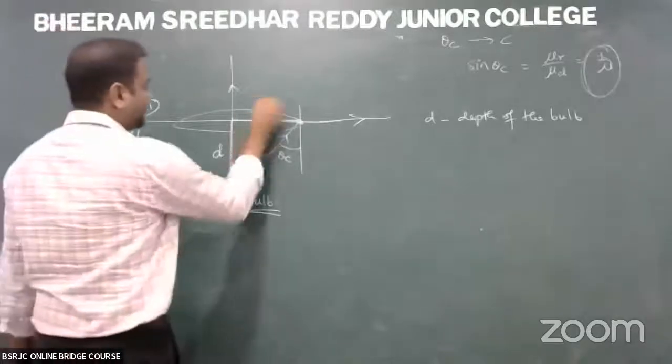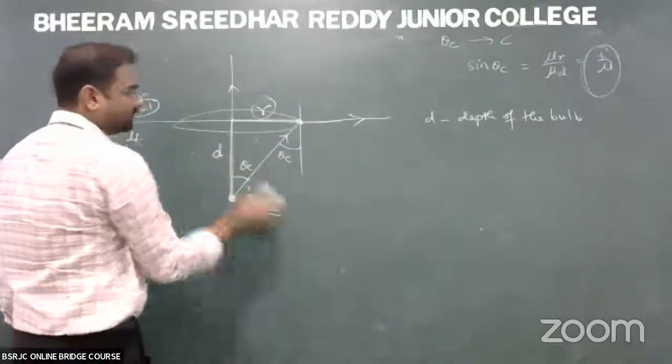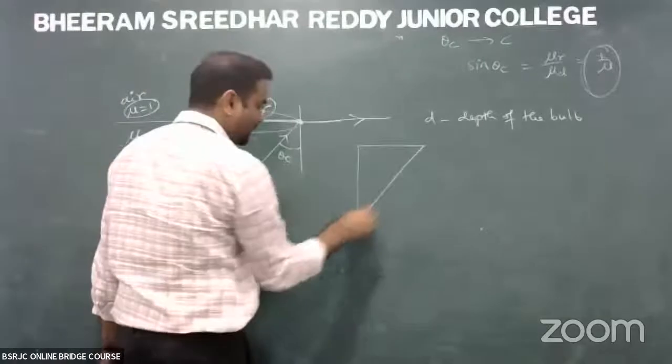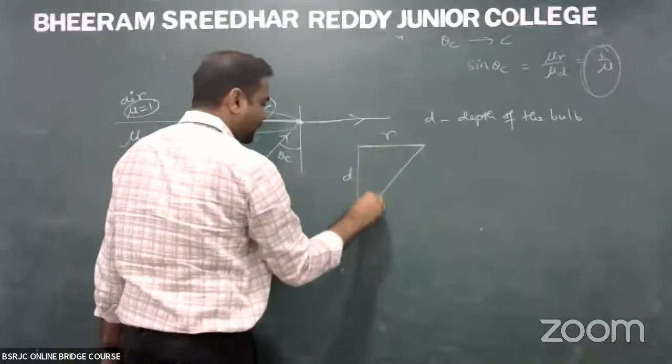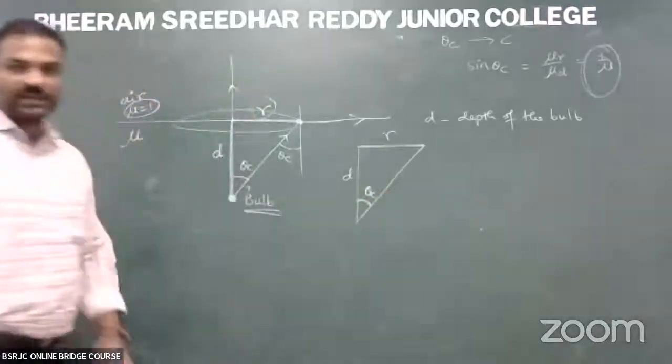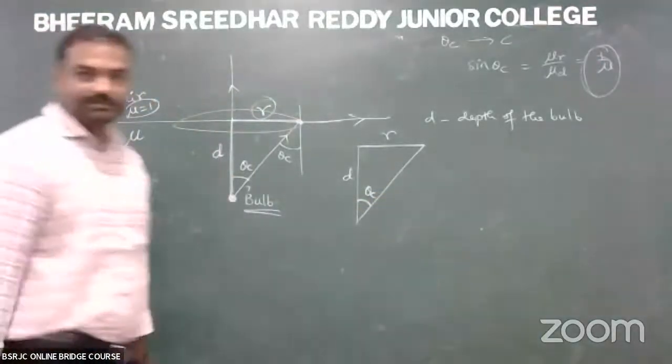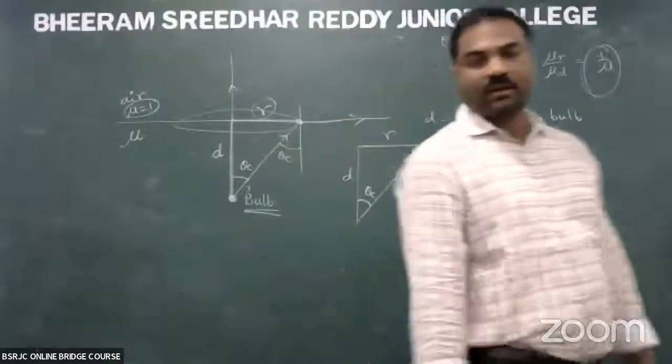Now we want to find the R value. Now you can see a triangle, something like this. This is the radius R, this is the depth d, and this is the critical angle theta c. Understood?